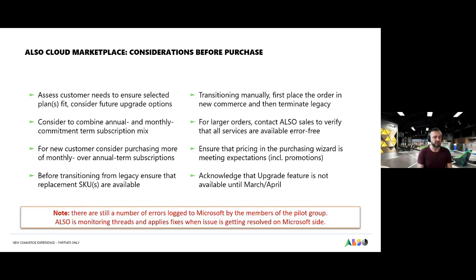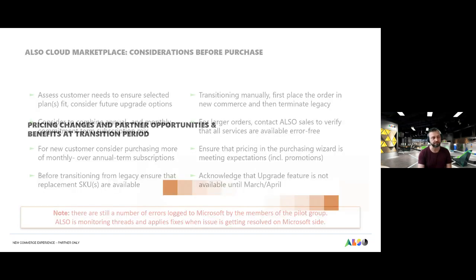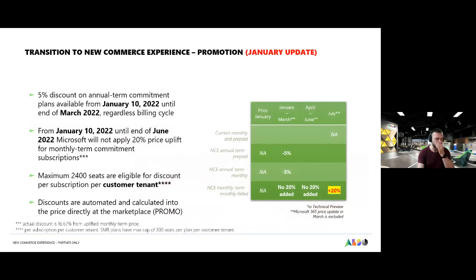There are still some SKUs which have errors, but most of the errors have now been cleared out. So we fixed almost everything. There are a few SKUs, I think, on the Dynamics side, which are still not working, even on the Microsoft side, but the majority of the SKUs by today should already be fixed in the marketplace. The promotion we discussed, the 5%, is ending today. You still have a chance to purchase annual commitment subscriptions with a 5% discount. And the 20% uplift price is not charged for monthly term subscriptions until the end of June.